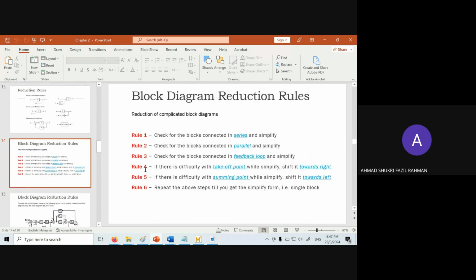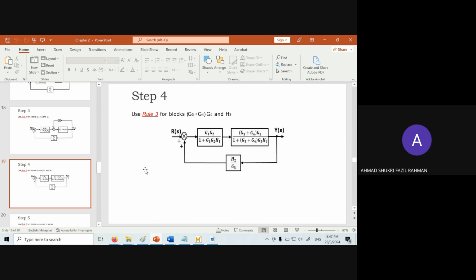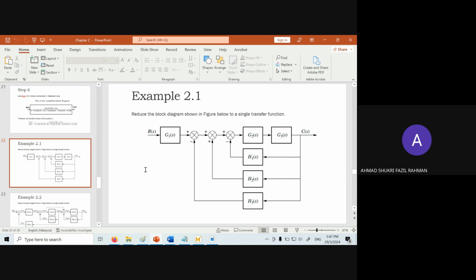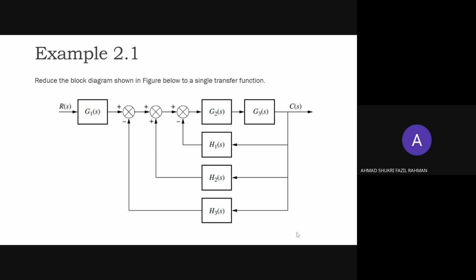I will show you some examples of how to solve them. Okay, we look at example 2.1 first. This one is quite direct. How do we simplify this block diagram with multiple subsystems? Here you can see, starting from the system here, we also have feedback.